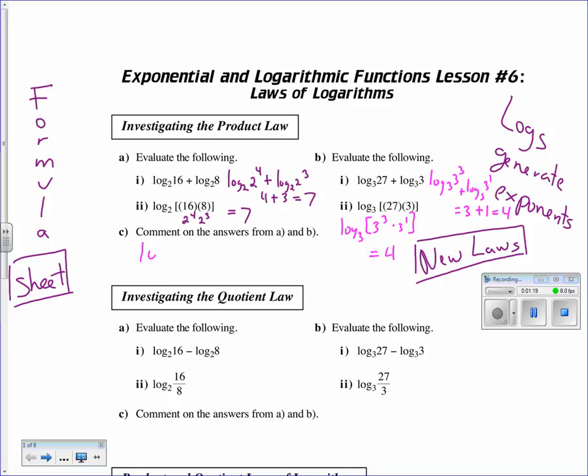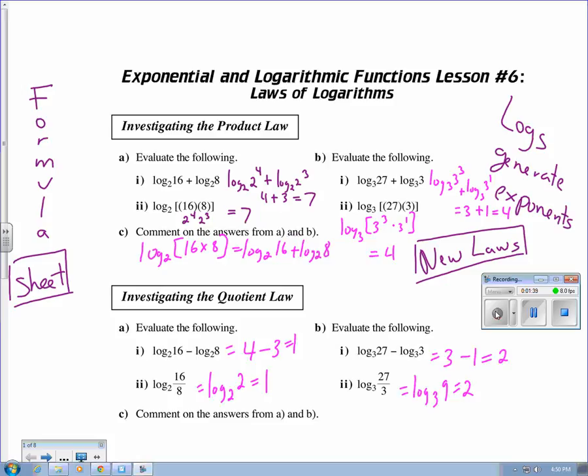So for example, log base 2 of 16 times 8 is equal to the same thing as log base 2 of 16 plus log base 2 of 8. The quotient law, you can guess where that might go. I'll try one of them. Actually, I did both of them.